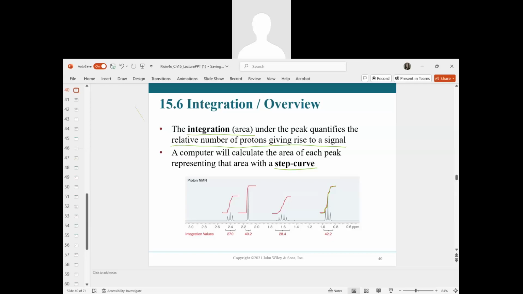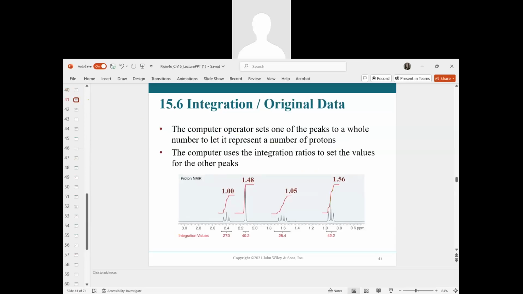So let's here take a look at these integration values. So we see 27.0, 40.2, 28.4, and 42.2. So again, this will show us, based on the integration, the area under the curve, and then we can set the lowest area. So our computer operator here, whoever's running these data, can set this integration value to 1. So that's the one shown here. And then everything else would be relative to that 1.0.